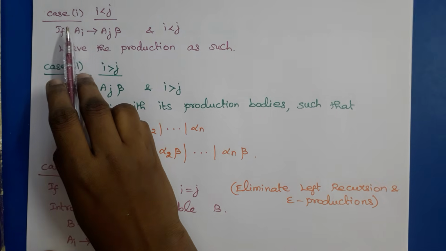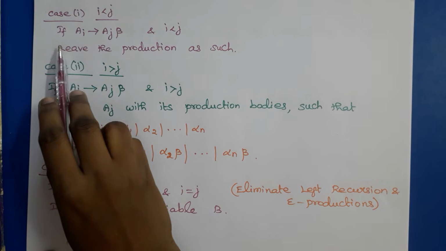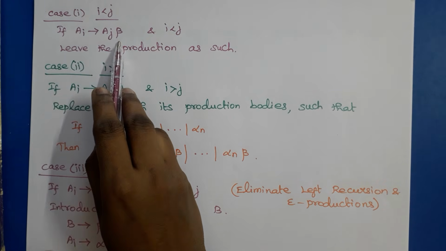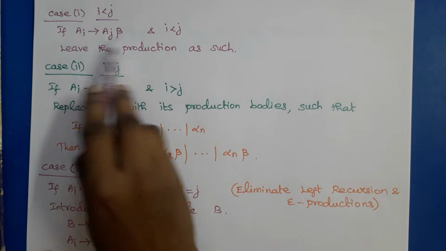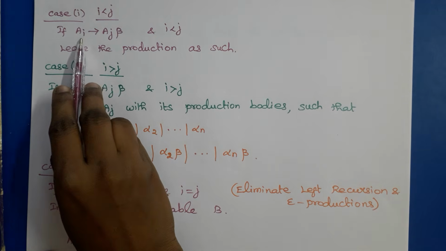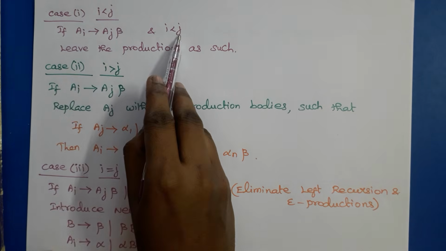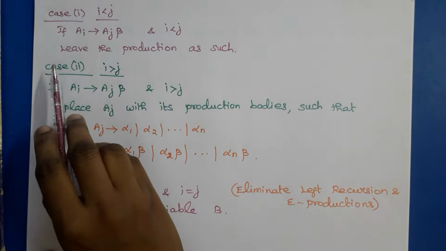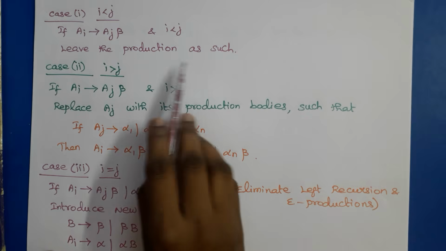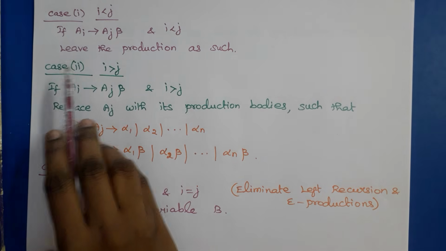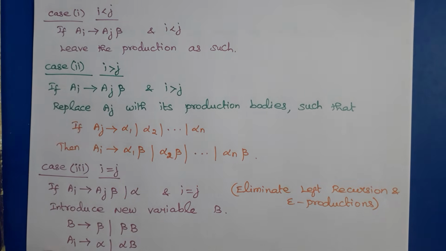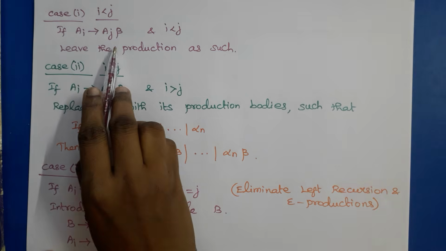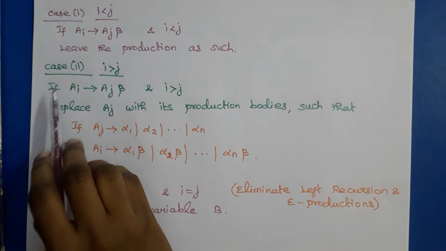So in the first case, if i is less than j, that means if Ai tends to Aj beta and this i is less than j, then no need to do any transformation, any operation, just leave the production as such. We need to keep the production as such, don't do any operation.